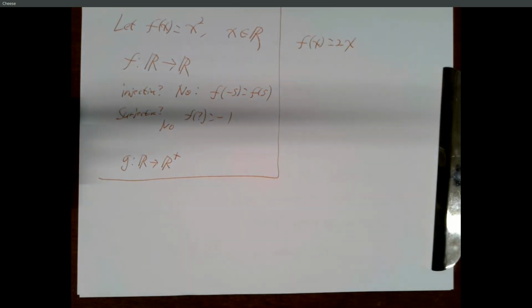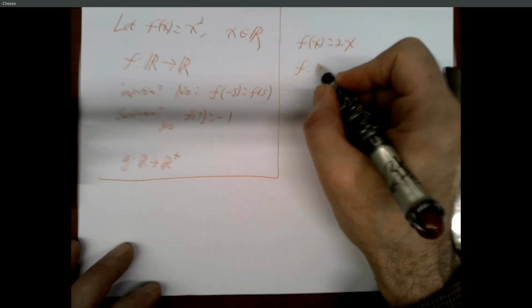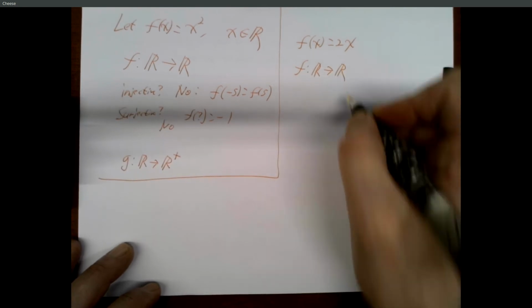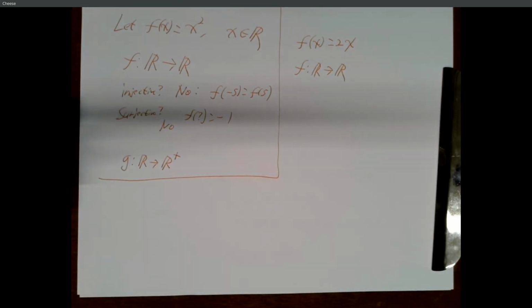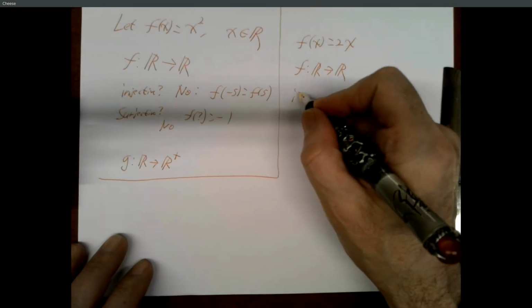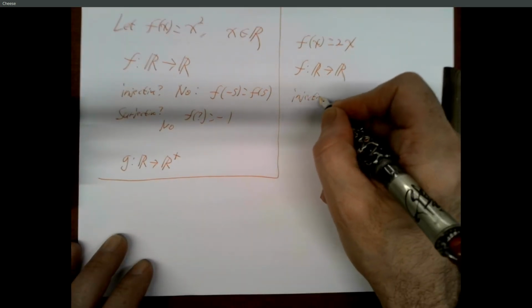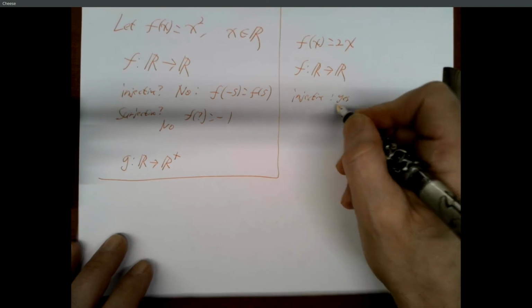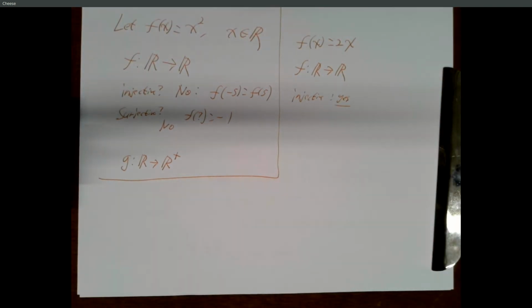So f of x equals 2x, going from the real numbers to the real numbers. That's a nice injective function, right? Because if I have two different numbers, then 2 times those numbers are going to be different also.